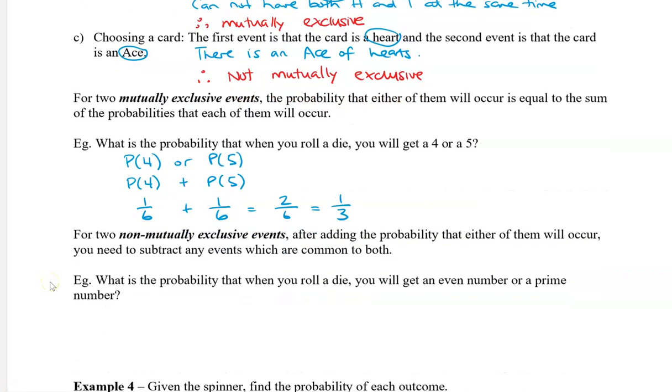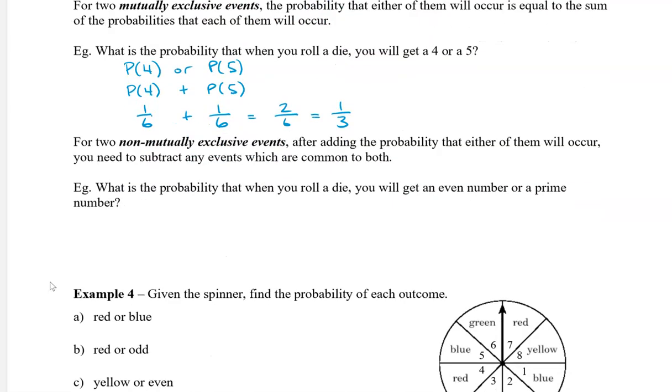Now, for two non-mutually exclusive events, after adding the probability that either of them will occur, you need to subtract any events which are common to both. So for example, what is the probability that when you roll a die, you will get an even number or a prime number? So we can say that the probability of even or probability of prime number is equal to the probability of an even number plus the probability of prime number. However, there is an even prime, so we have to minus anything that is even and prime.